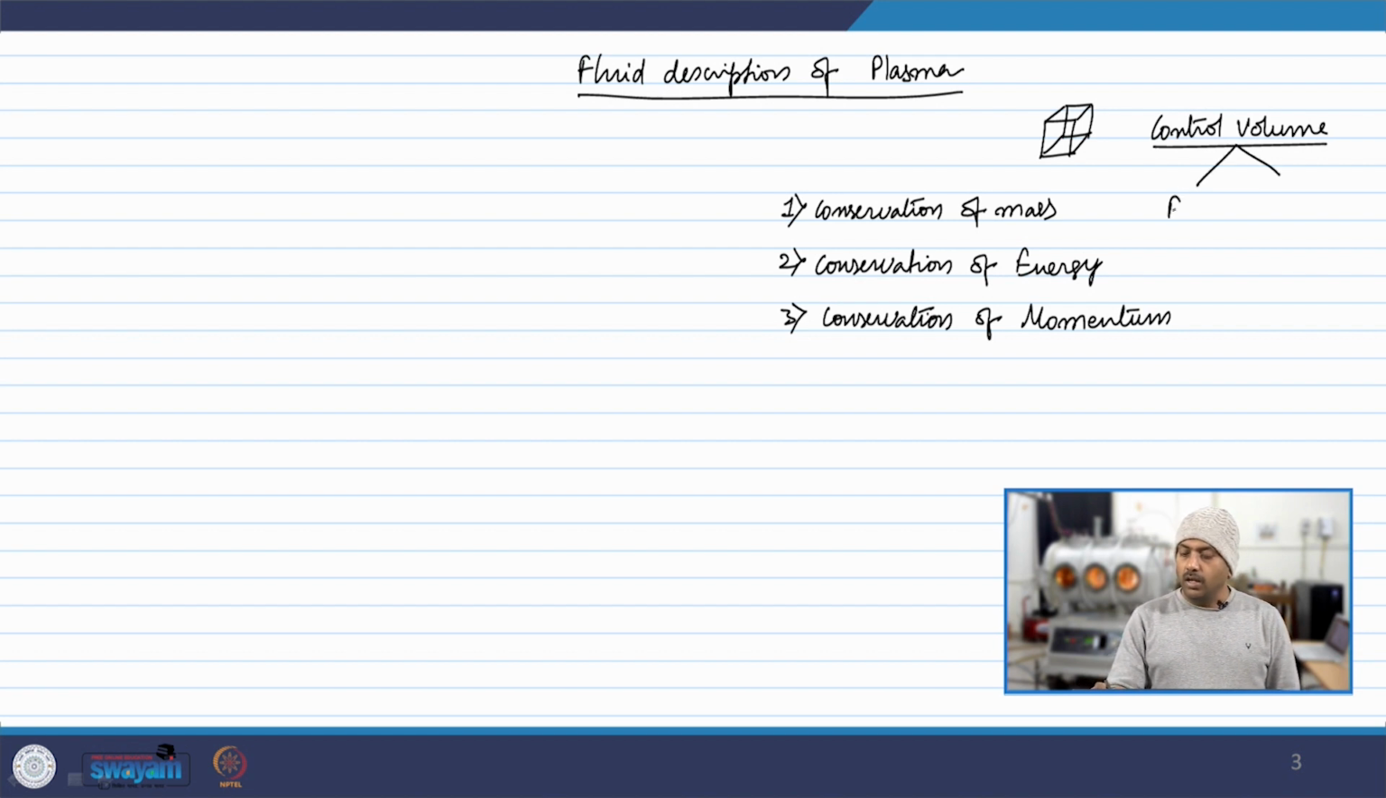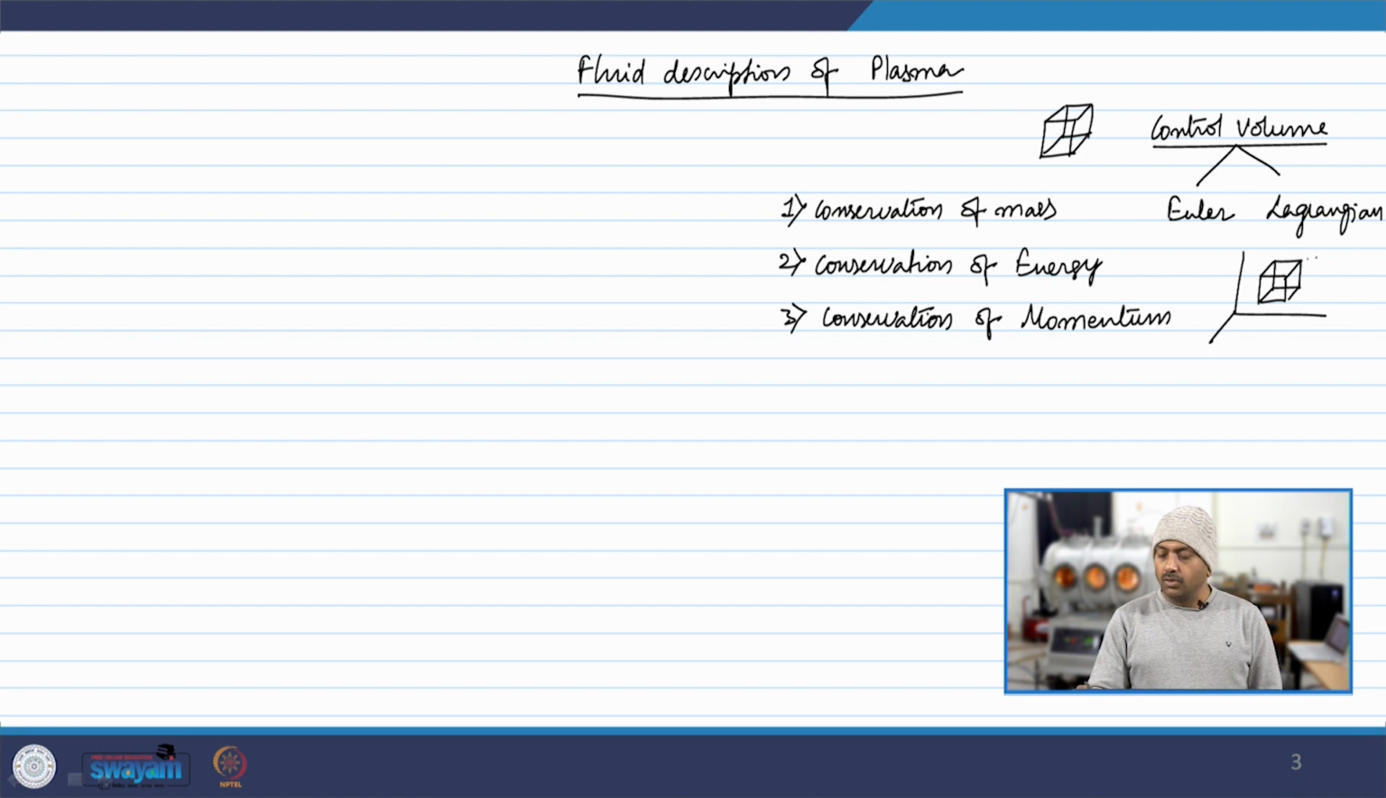This control volume can be of two different kinds. One, a Eulerian control volume, another, a Lagrangian control volume. Okay. What is the difference between these two? In the Eulerian reference or control volume, it is actually fixed to the coordinate axis. It is basically a parallelepiped with sides delta x, delta y and delta z. So, it is fixed with respect to the coordinate system, it is not going anywhere.